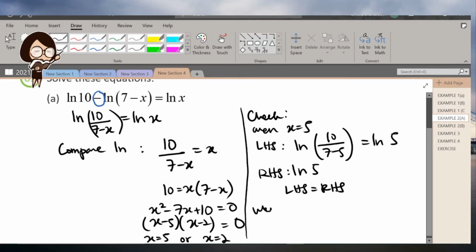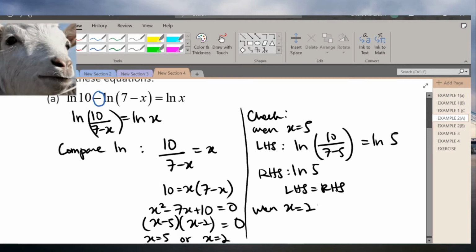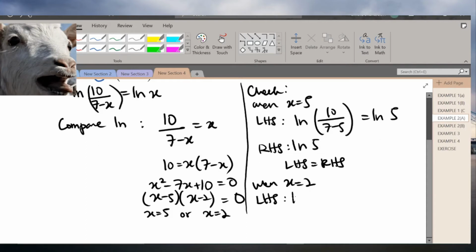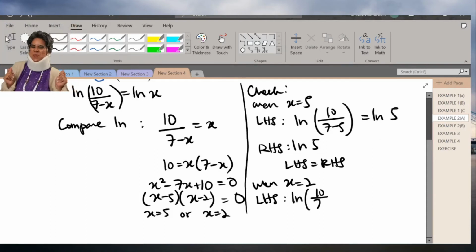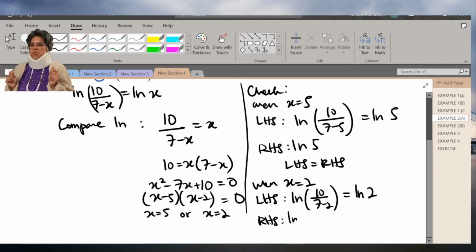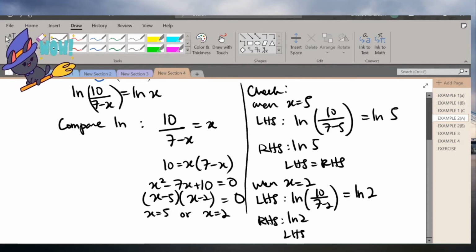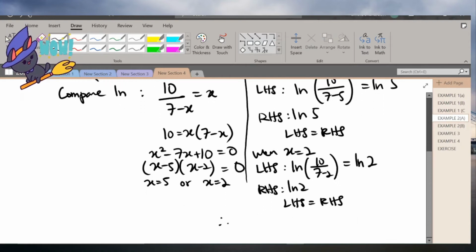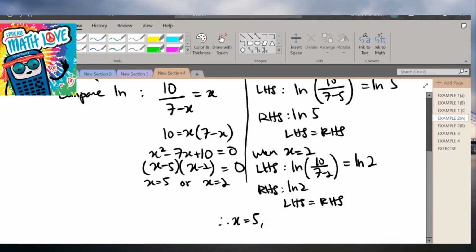So when x is equals to 2, the left hand side will be ln of 10 over (7 minus 2). And this is equals to ln 2. For the right hand side, we have ln 2. That means the left hand side is equals to the right hand side. That means our answer will be x is equals to 5, x is equals to 2.